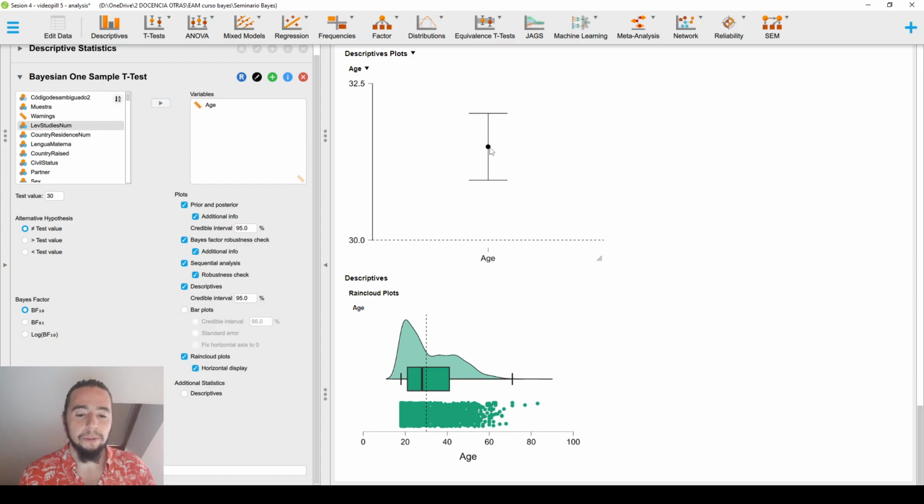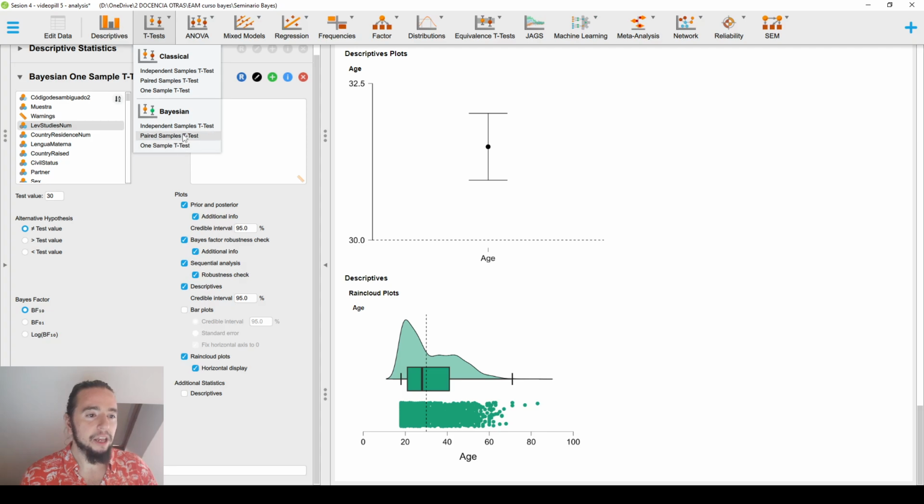And finally, we have this credibility interval plot with the point estimate, and here is the descriptive information. As you can see here, we have a mean around 30 something, more or less. So yeah, this is a typical one sample t-test in a Bayesian way.